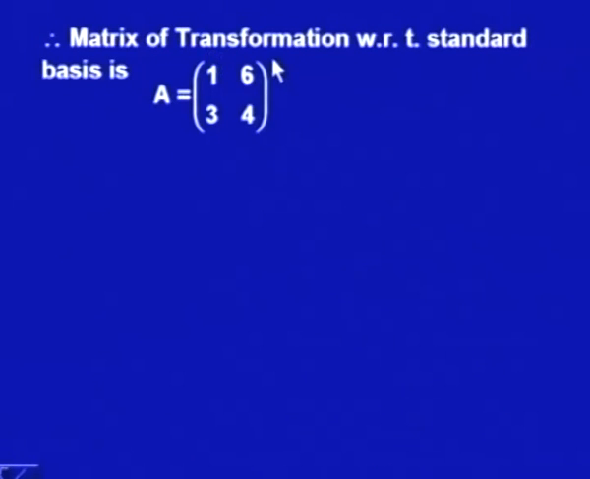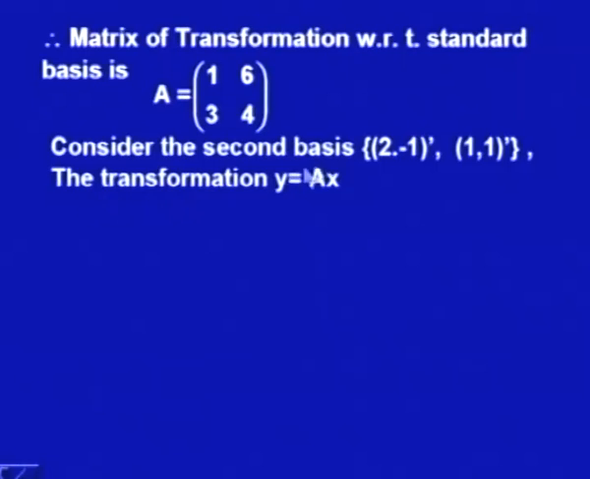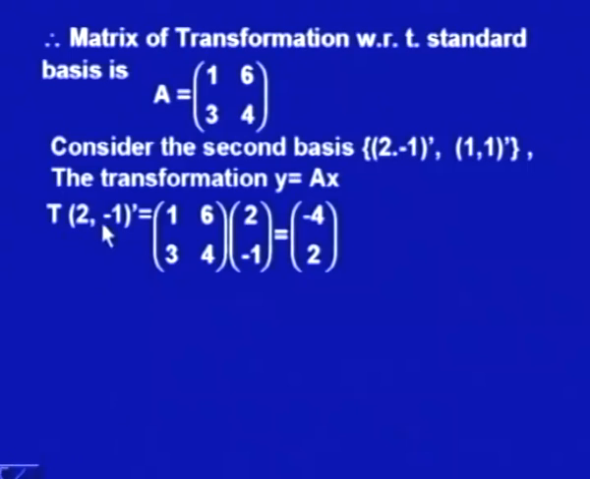Now, the matrix of transformation with respect to the standard basis will be written as [1, 6; 3, 4]. So, this was the first column vector and this is the second column vector which we have obtained earlier, and accordingly if we consider the second basis as (2, -1) and (1, 1), then the transformation y is equal to Ax will give me T(2, -1) equal to this matrix A times (2, -1), and this gives me 2 and -6 is... 4, 3 into 4 multiplied by (2, -1) gives me 2.